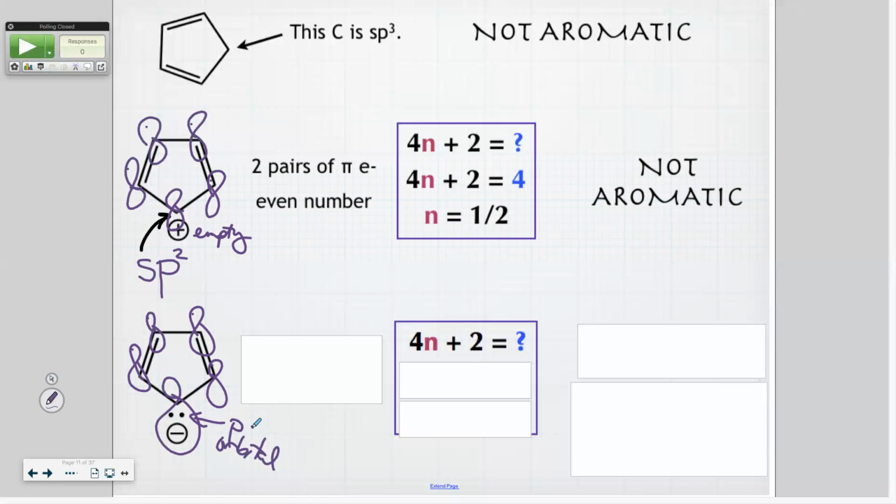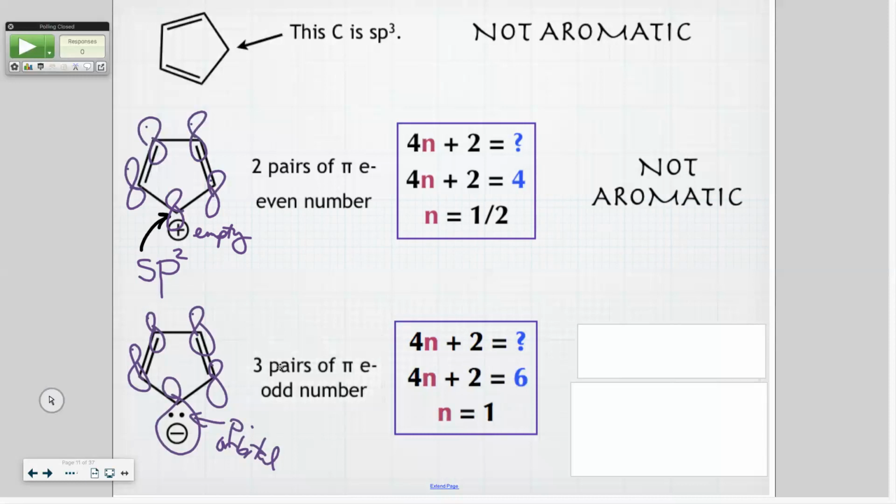So it's going to be 4n plus 2 equals 6. Okay, so what's n? 1. Is that an integer? Yeah. How many pairs of pi electrons do I have? 6 divided by 2 is 3. Is that an odd number? This compound is aromatic.